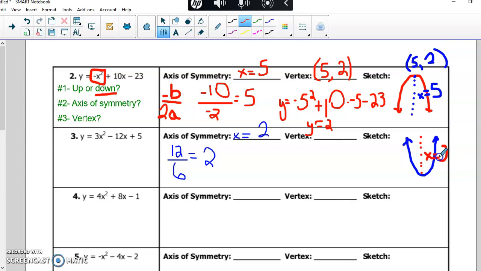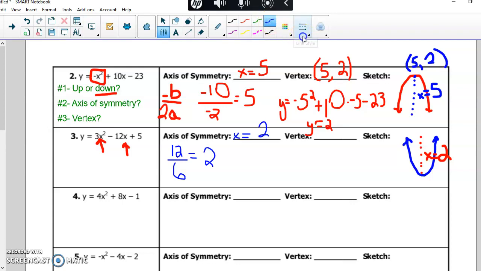All right, and then the last piece that I need is my vertex. I'm going to plug my 2 in. So I'm going to have 3 times 2 to the second power minus 12 times 2 plus 5. And when I plug and chug that 2 into all of these points where I have an x, I am going to end up with negative 7.